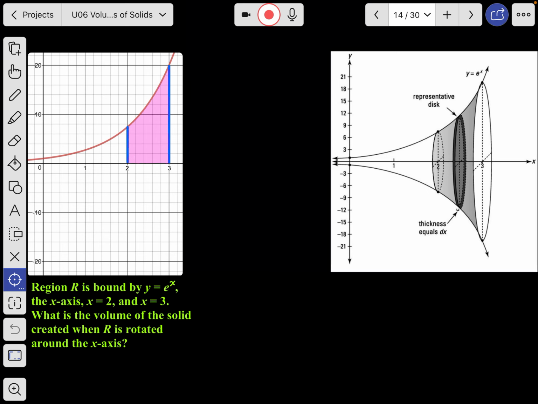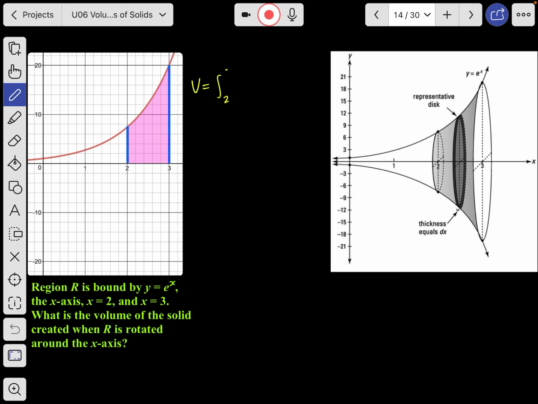So let's take a look at our first example. We have region R bounded by y equals e to the x, which is this graph right here, the x-axis, x is 2 and x is 3. This is a nice diagram, and you can see here is our representative disk. What is the volume of the solid created when R is rotated around the x-axis? All right, so let's set up our integral.